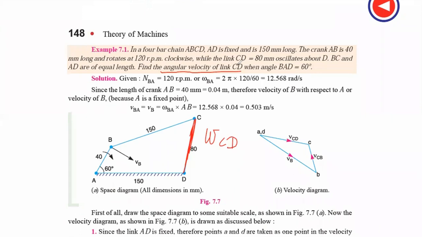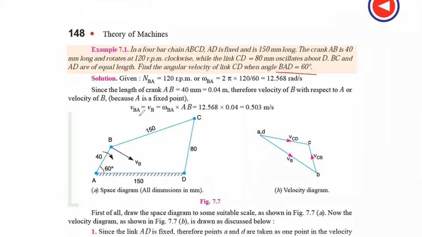I will solve the question with both methods, the I-center method and the relative velocity method. Whatever you find suitable, apply that method, because in the exam they may or may not mention it. If they say to locate the I-center, then go for the I-center method. If they simply ask for the angular velocity, then either method is applicable. Angle BAD is 60 degrees.